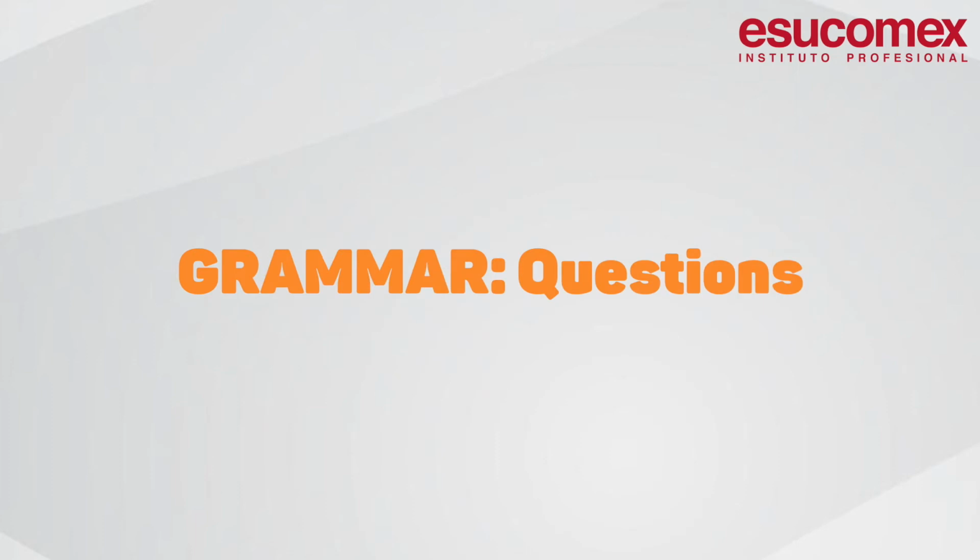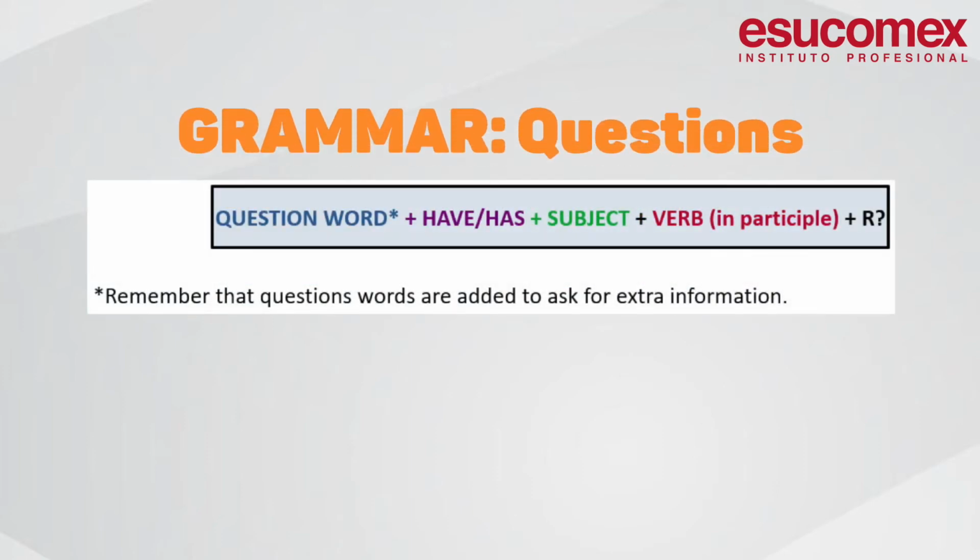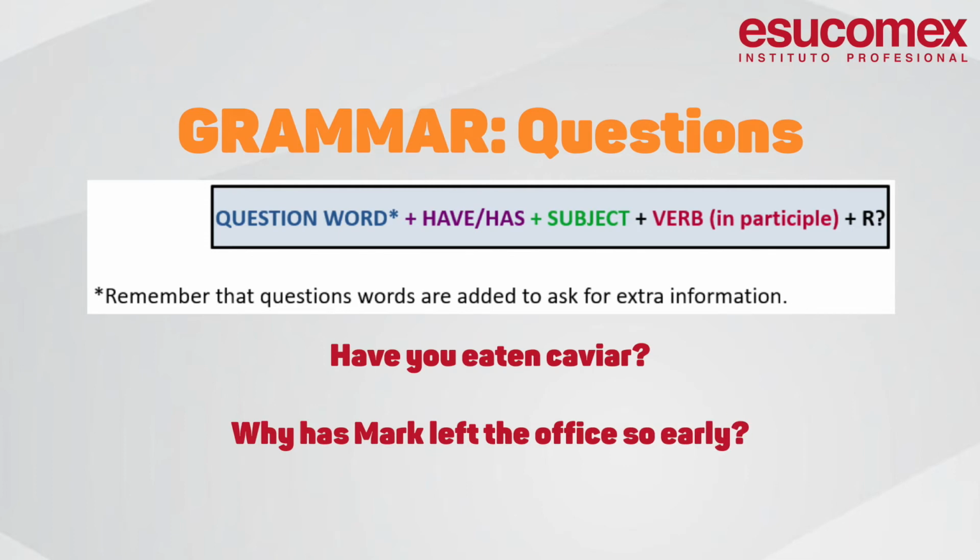To make questions in present perfect, we start with have or has, followed by the subject, then the participle, and the rest of the sentence. If we need to ask for information like places, time, reason, manner, etc., you include a question word like where, when, why, how, etc. at the beginning of your question. Two examples are: "Have you eaten caviar?" "Why has Mark left the office so early?"